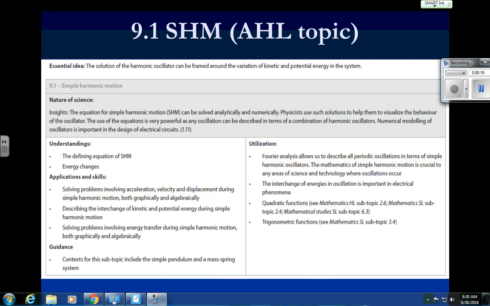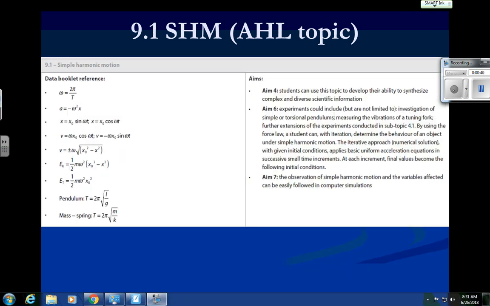So notice the essential idea. The solution for the harmonic oscillator can be framed around the variation of kinetic and potential energy in the system. We're going to really have to have a good understanding of the defining equation for simple harmonic motion, and then we're going to look at energy changes in simple harmonic motion. Look at solving problems, things like that. Notice that in this unit there are a lot of equations, so we'll tackle them and see what we can do here. Okay, so let's get started.